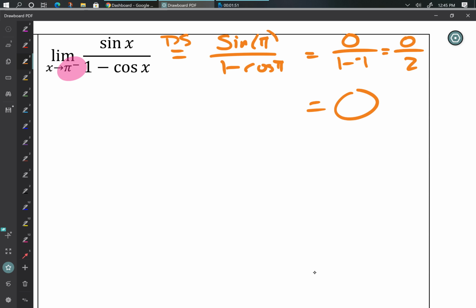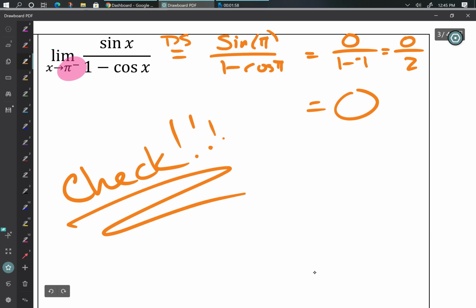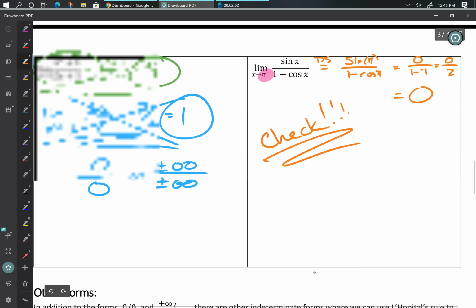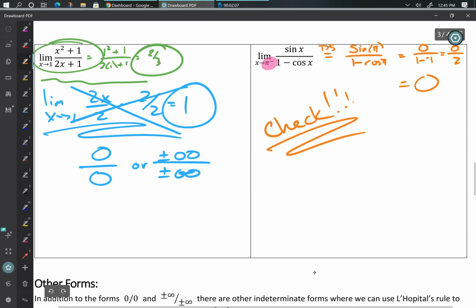So what I'm saying here is, check to see if you need L'Hopital's rule before you just start applying it. Final exam's coming up, and there'll be a couple of limit problems on the final exam. Some might need L'Hopital's rule, some might not. So only use it if you need it.